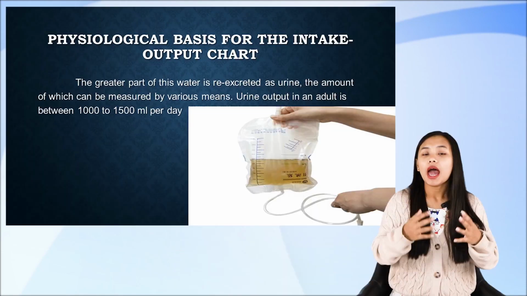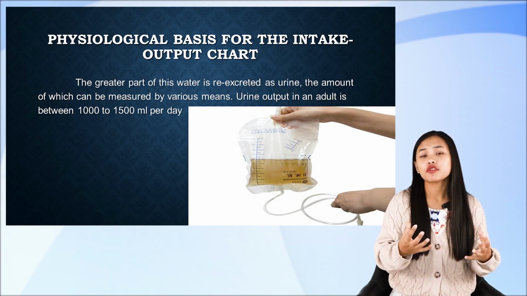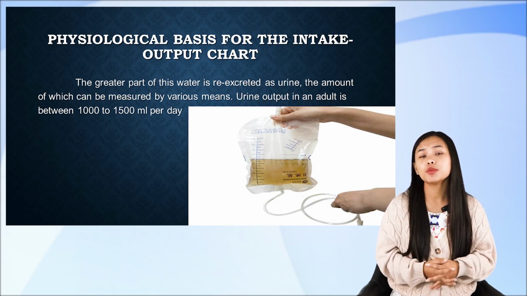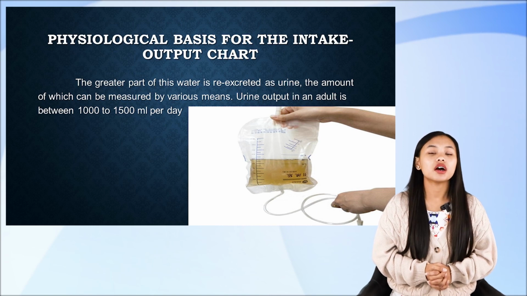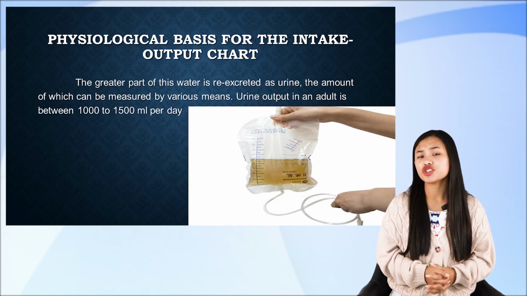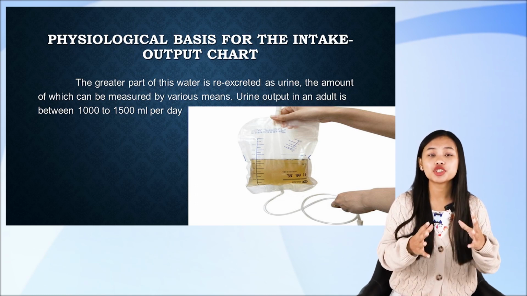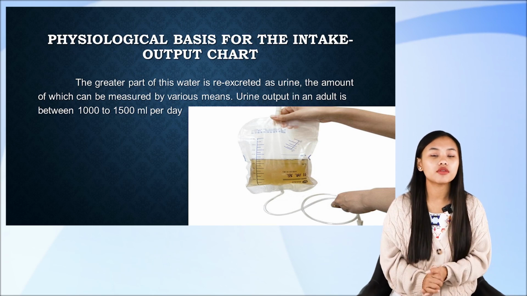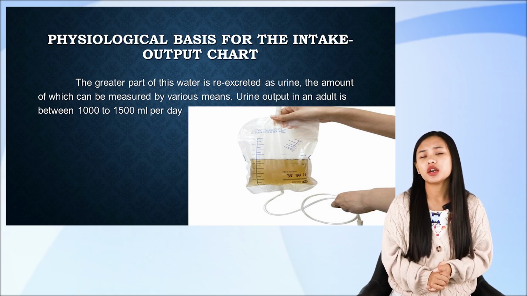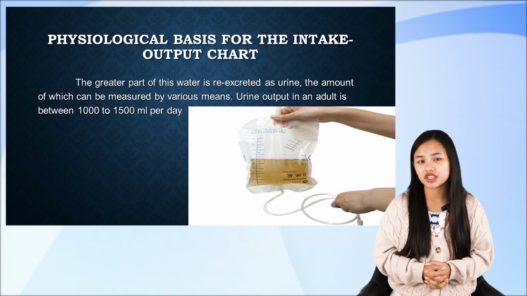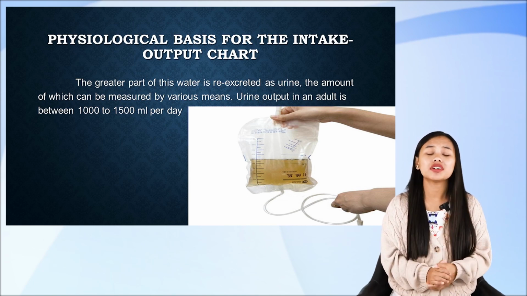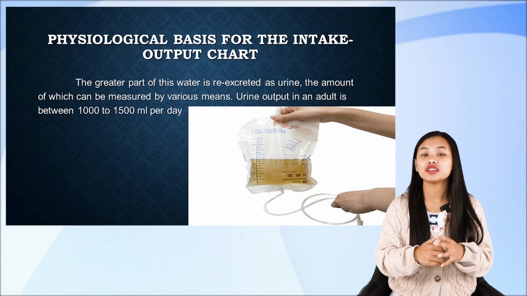So here, by adopting various methods such as these, we can still fulfill the amount of fluid which we must consume. And as we also know, the greater part of the fluid or of the water which we consume will be excreted through urine, the amount of which can be measured by various means. So here the normal urine output of an adult is between 1000 to 1500 ml per day. So by measuring the amount of urine which the person is excreting per day, we will get an idea whether the intake and the output is balanced or not.